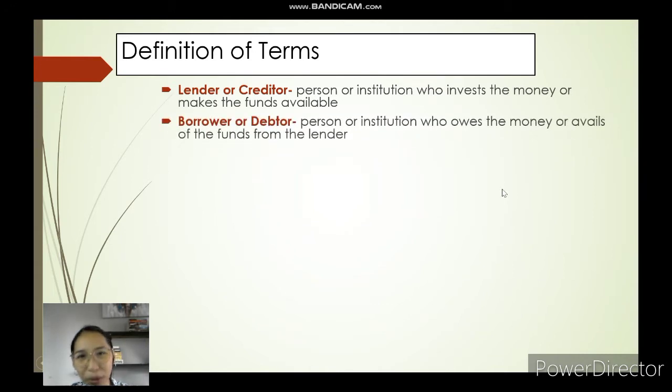Next is borrower or debtor. So, siya ang person or institution who owes the money or avails of the funds from the lender. In other words, siya ang nagapangutang or nagahiram sa kwarta.